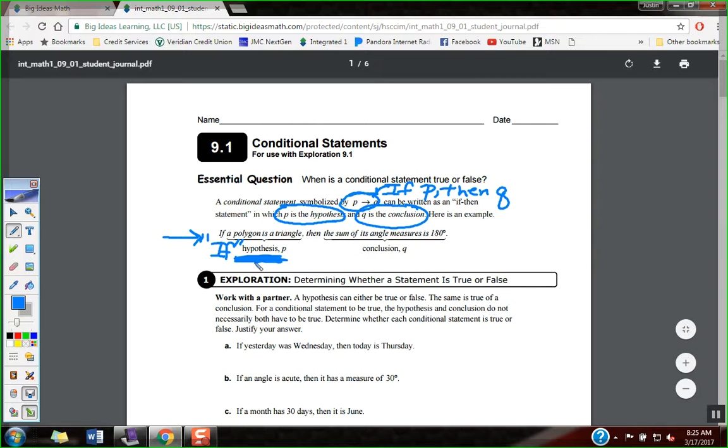Which word's going to be in the statement every single time? If will always be there. Okay? If is there every single time. All right? Keep that in mind. Let's look at an exploration here, kids. Give me a second.